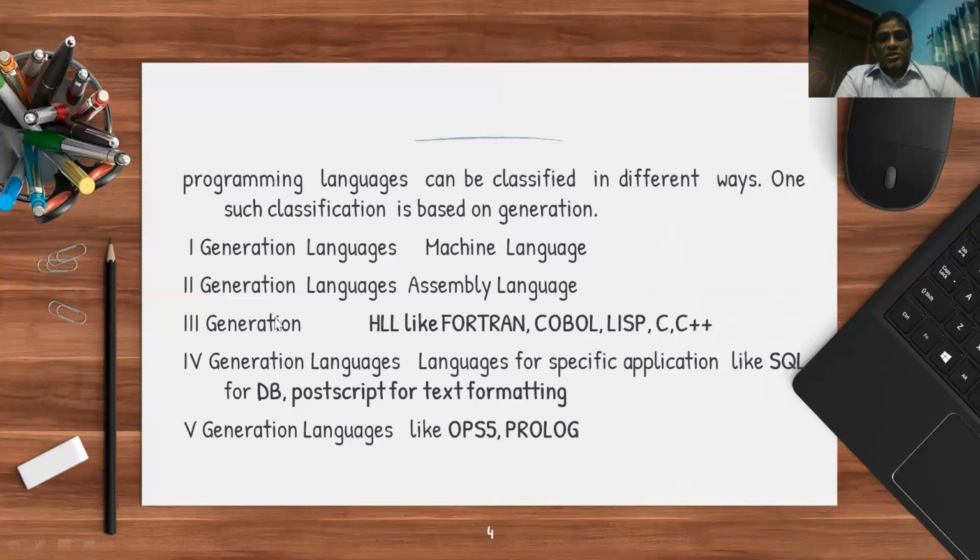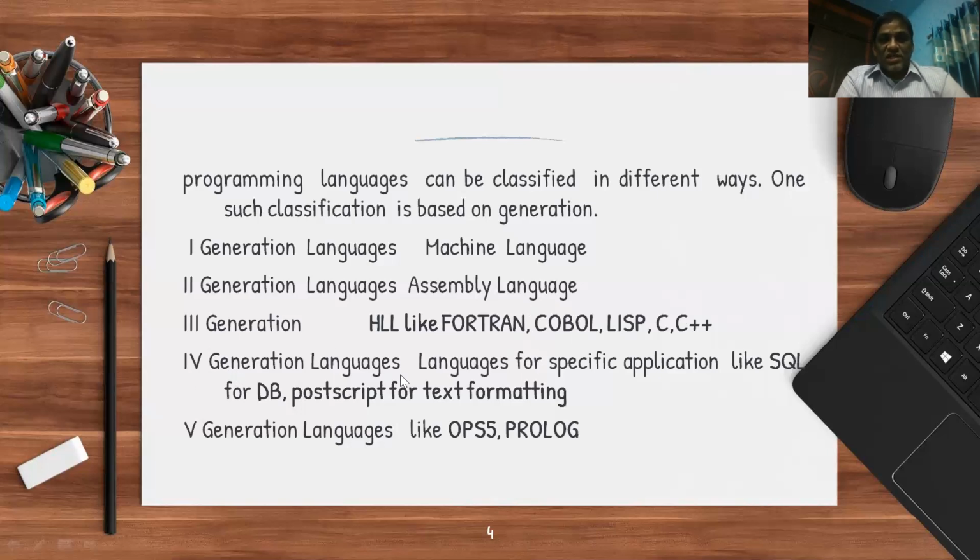So the third generation languages evolved, which are called high-level languages, which we are using now, starting with Fortran, COBOL, Lisp, C, C++, Java, and so on. High-level languages are very similar to the natural language that humans are using. Therefore, it is very easy to write programs using third generation languages.